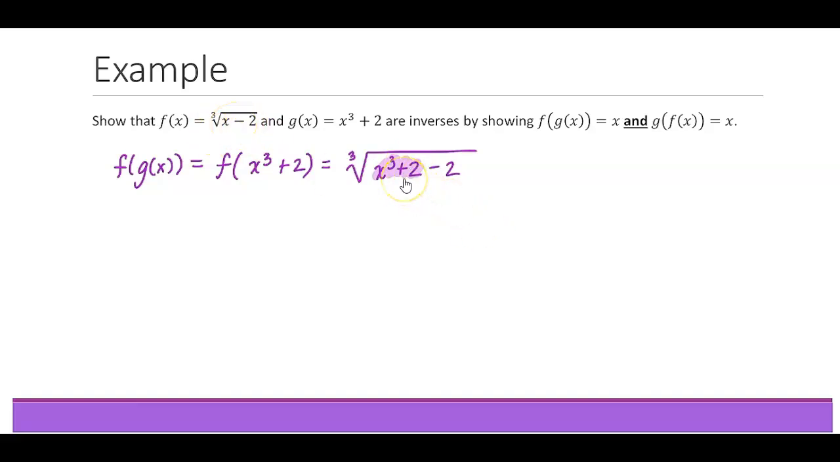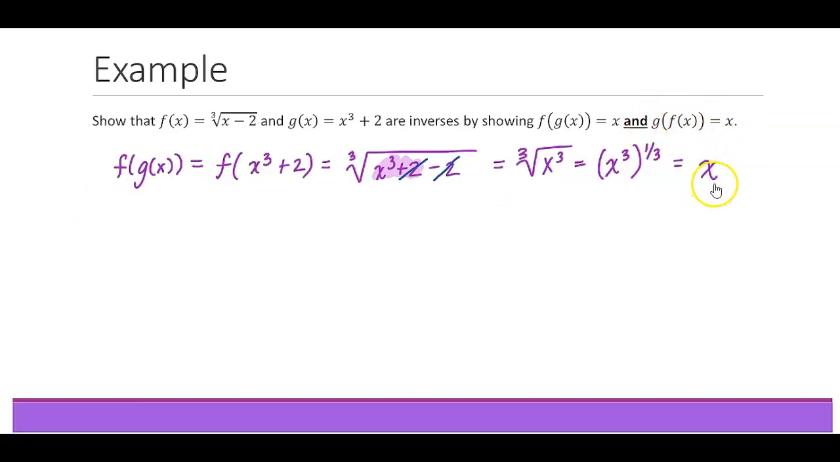Well, now underneath the cube root symbol, the plus 2 and the minus 2 are going to cancel out. So what I have is the cube root of x cubed, which is just x. And if we need a reminder of why, we technically have x cubed to the 1/3 power. So the cube root becomes the rational exponent 1/3, and 3 times 1/3 gives us 1. So that's why we end up with just x. So we have shown that one of the compositions equals x, but we have to show the other one does as well.